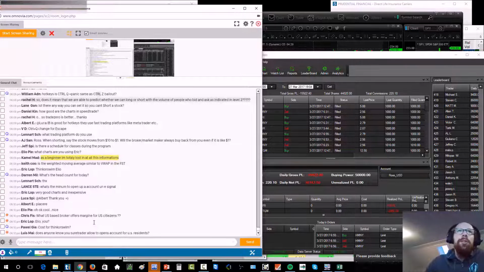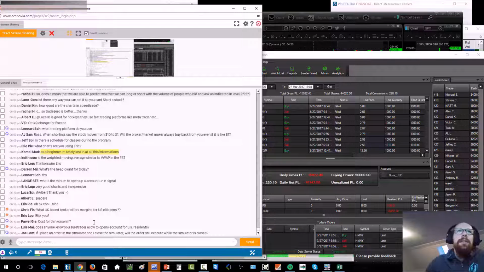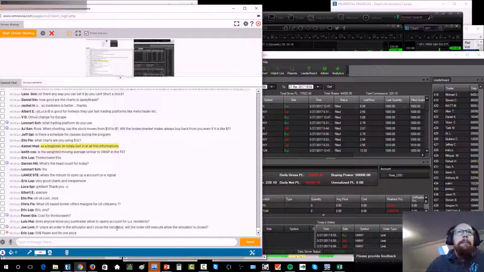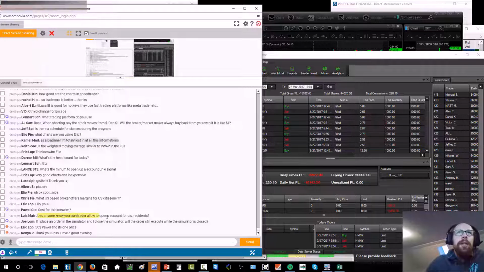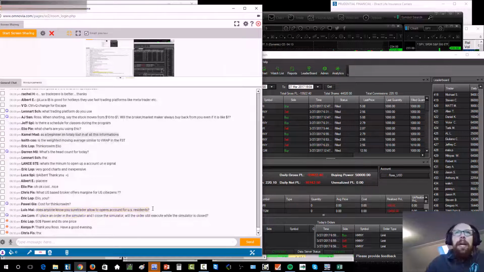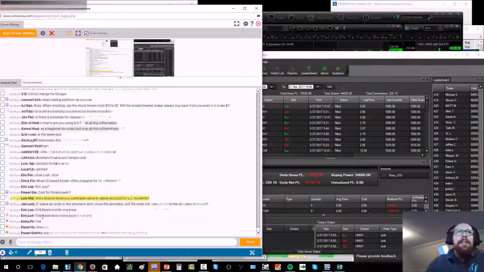Almost all U.S. brokers offer margin for U.S. citizens, including E-Trade, Ameritrade, Fidelity, SpeedTrader, Lightspeed, etc. I'm a U.S. resident and I had an account with Sure Trader, so they have been in the habit of opening accounts for U.S. residents. I don't know if that'll be that way forever, but it is right now.